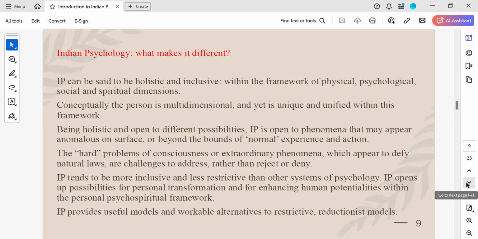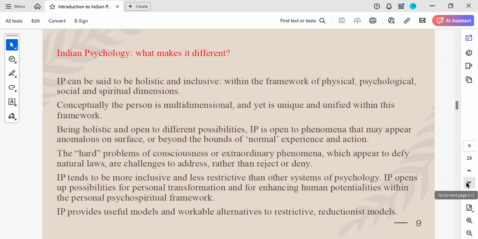So we consider the problem of the consciousness or the person to be an extraordinary phenomenon which appear to defy the natural laws or challenges to address rather than reject or deny. So we just don't say that, okay, this is fine, this is not fine, or this problem is very mediocre, or what. We go through the whole process of acceptance here. IP tends to be more inclusive and less restrictive than other systems of psychology. Like I said, there are various dimensions included in this particular field. IP opens up the possibilities for personal transformation and for enhancing human potentialities within the personal psycho-spiritual framework.